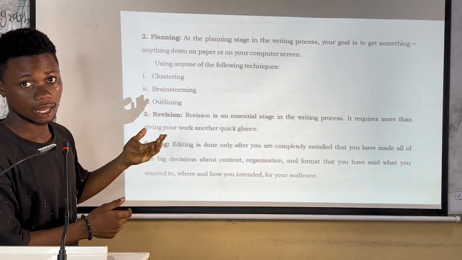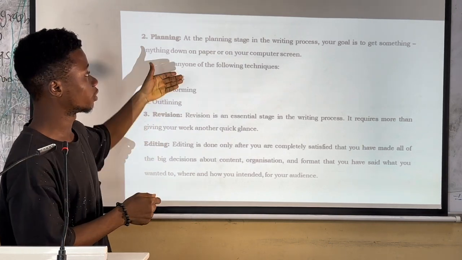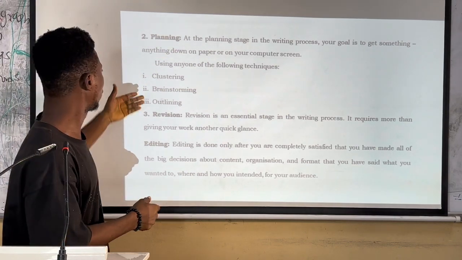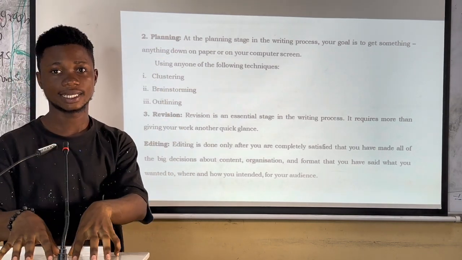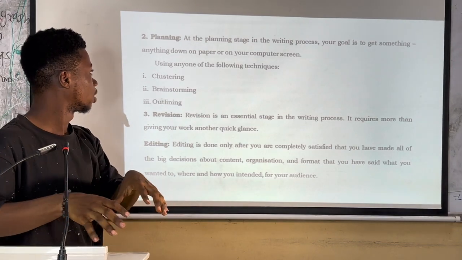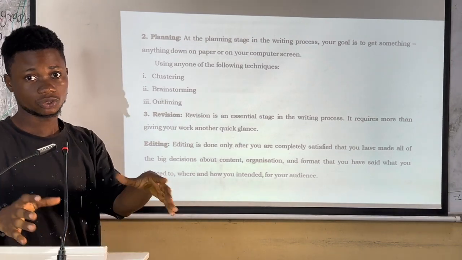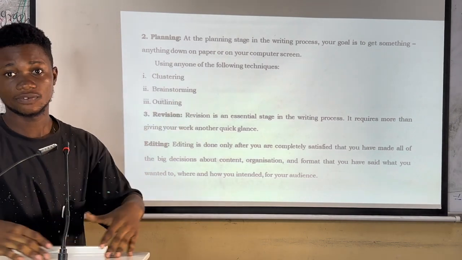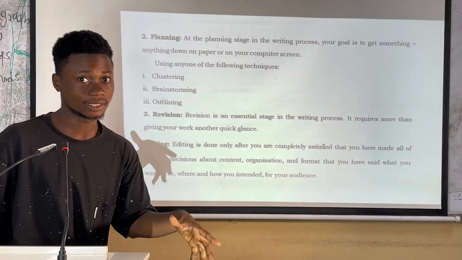So another basic task in writing is planning. So we need to make our planning, so that we can get our goal to get anything down on paper, on our computer screen. One is clustering. We need to get our ideas down. We need to gather our information. We need to get them down. The next one is brainstorming, looking for ideas, getting ideas from different places.